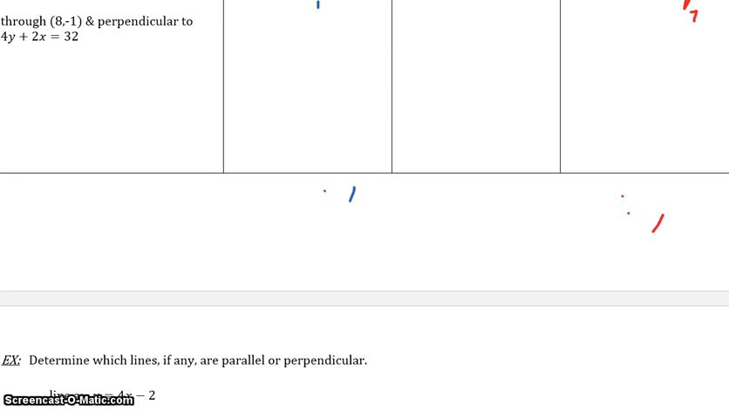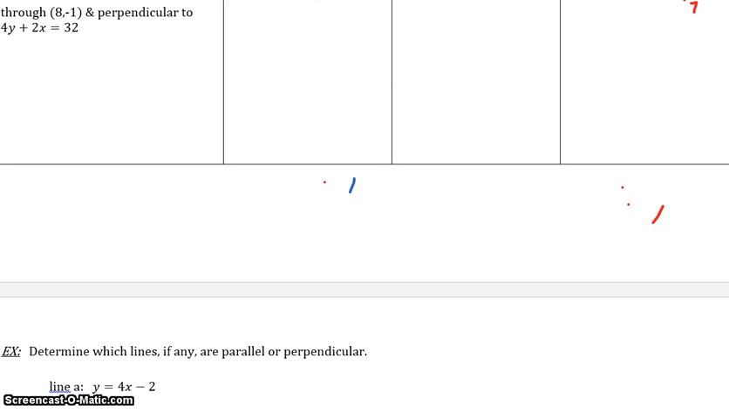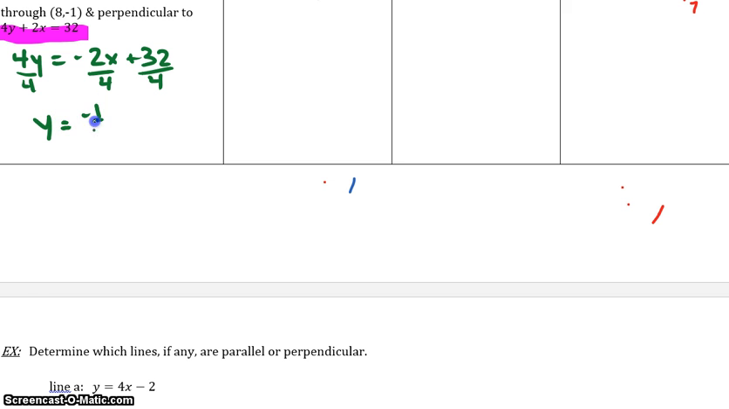The next example has you do one extra step. The equation of the line that they give you is not in slope-intercept form, so you cannot tell what the slope is just by looking at it. Let's put it into slope-intercept form. To do that, I'm going to subtract 2x from both sides, and then I'm going to divide everything by 4. So we get y equals negative 1/2 x plus 8.